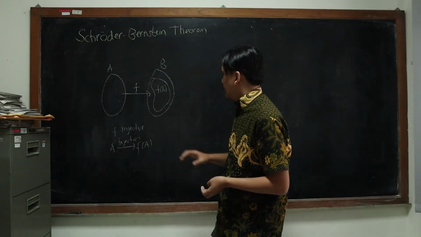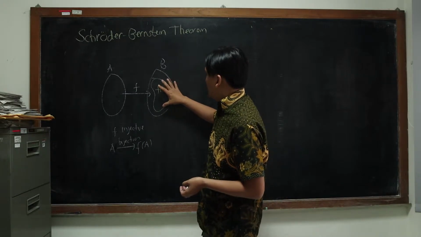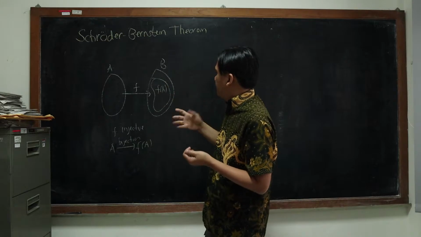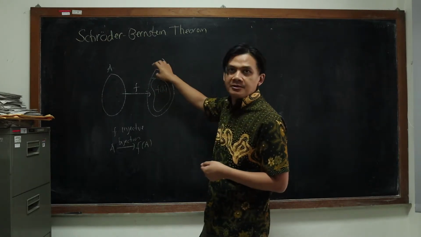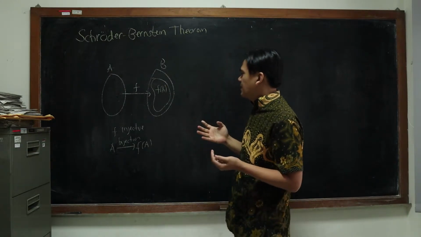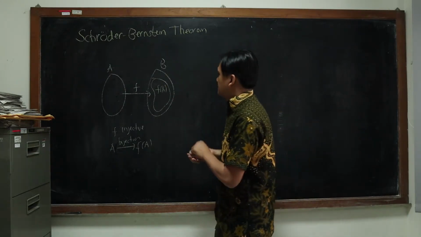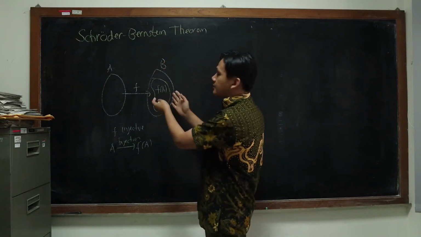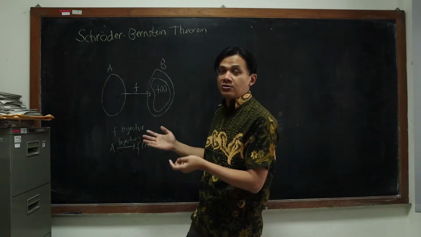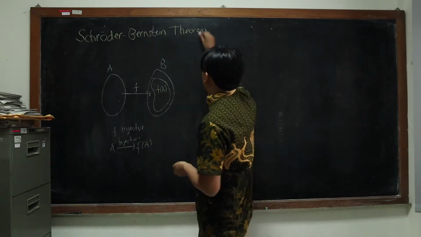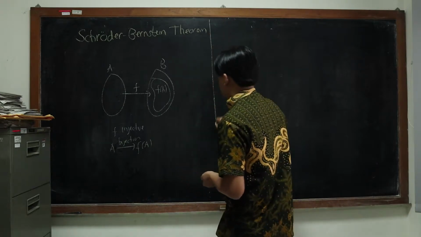So in that sense, we can see that we have a kind of copy of A inside B. Since A is living inside B, the cardinality of A must be less or equal to the cardinality of B, right? And that's exactly what the theorem says.